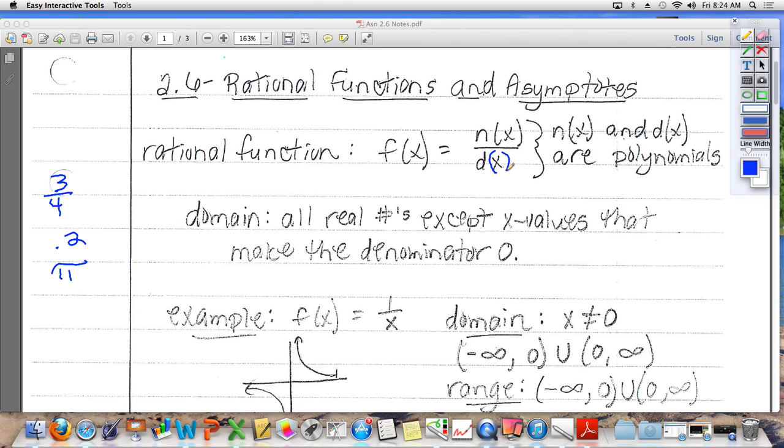This is to keep it simple, because we're going to need that notation in a little bit. The domain, you guys have talked about domain before. It's all real numbers except the x values that make the denominator 0. In other words, this rational function will always work for any number except when there's any value of x on the denominator that will make it 0, because you can never have 0 on the bottom of a fraction.